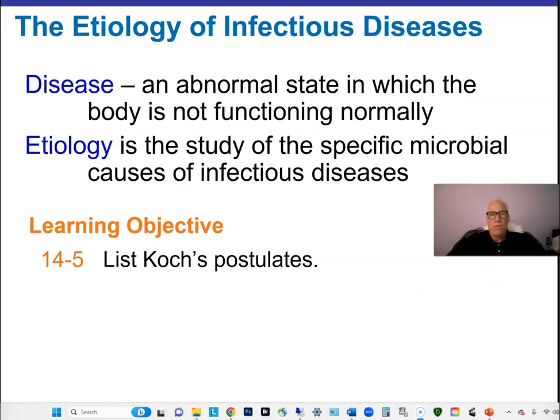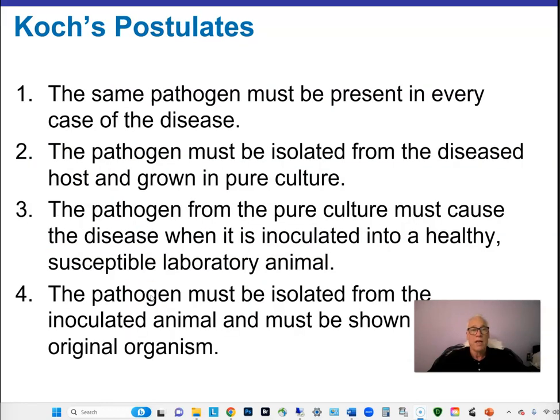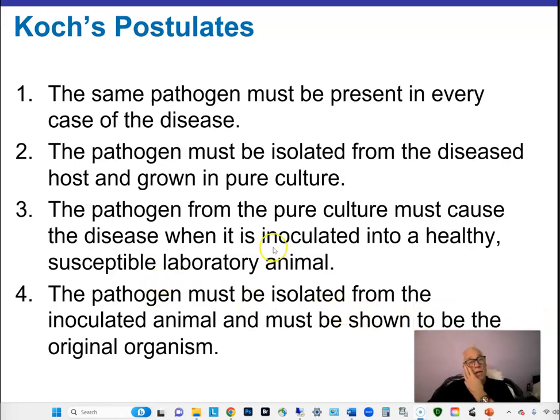So again, we define disease, we define etiology. Disease, the abnormal state in which the body's not functioning normally. Etiology is the study of the specific microbial cause of infectious diseases. And Koch's postulates we've already examined. If we want to establish the etiology of a disease, then we look to Koch's postulates as much as we possibly can. And here's the list again. I know you've read these before, but let's go through them real quick.